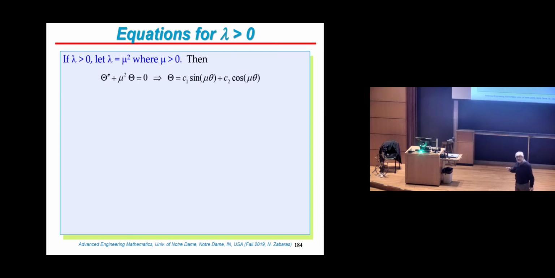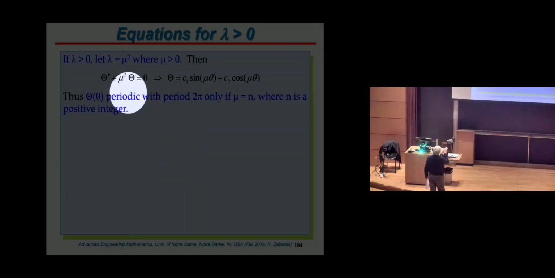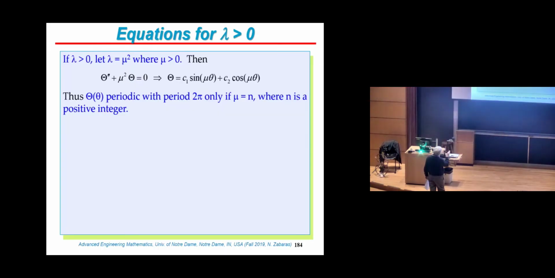It has to be an integer, right? So mu has to be equal to n. So my eigenvalues would then be n squared, all right? But this defines my eigenvalues, okay?